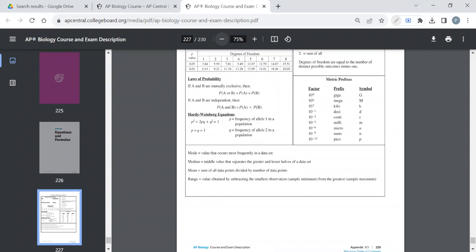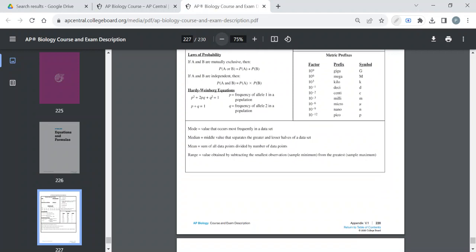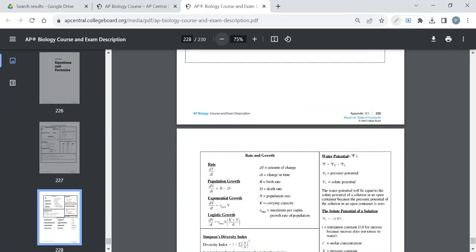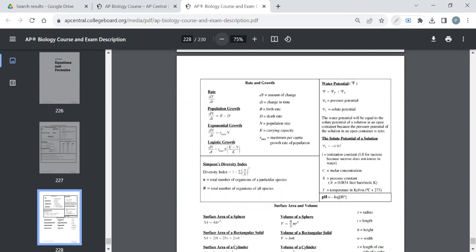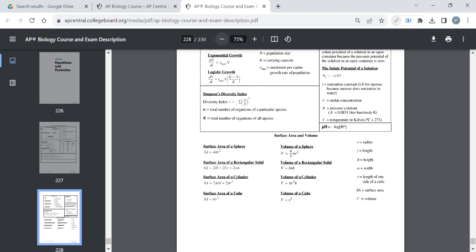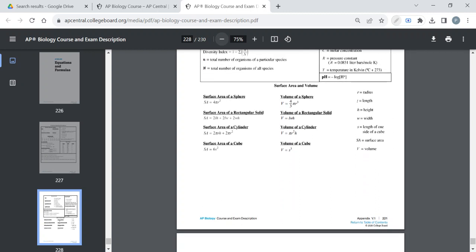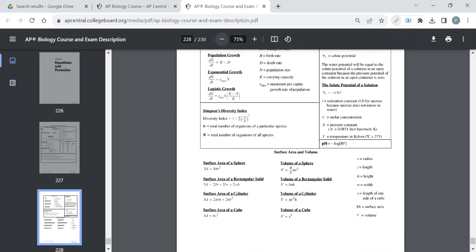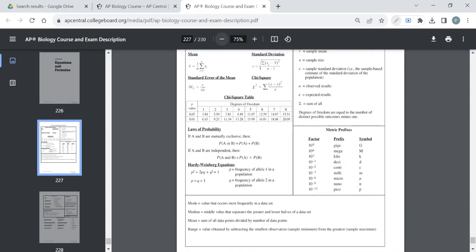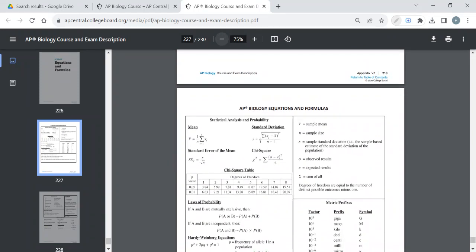Probability goes along with genetics. I've never had to use that. Hardy-Weinberg is specifically for evolution. We go down further: rate and growth, this is all for ecology. Water potential is the bane of a lot of students' existence when it comes down to why water works the way that it does. This is specifically in osmosis. Simpson's diversity index is how to determine if an ecosystem is healthy. And then you've got surface area to volume ratio, which is for cell size. So we'll be seeing this a lot in cells and genetics, as well as in evolution and ecology. So math is sprinkled in when it's relevant, and you'll be good.